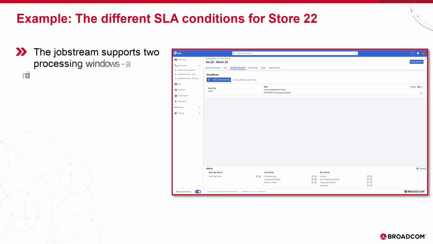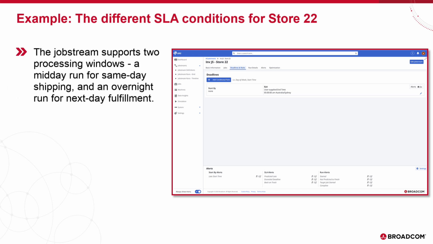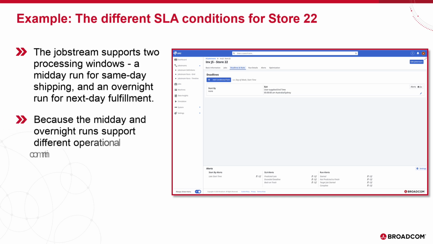Store 22 supports two key operational windows: a midday processing run shortly after 12 o'clock noon, which supports same-day shipping, and an overnight processing run, which occurs between midnight and 2 a.m., ensuring the system is ready for next-day fulfillment. Because the midday and overnight runs support different operational commitments, each requires its own SLA deadline. We'll use these two daily processing windows to demonstrate how to configure time-of-day SLAs for this job stream in AAI.